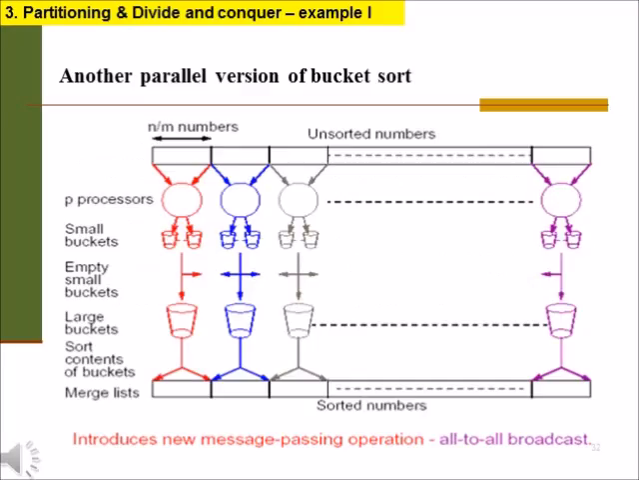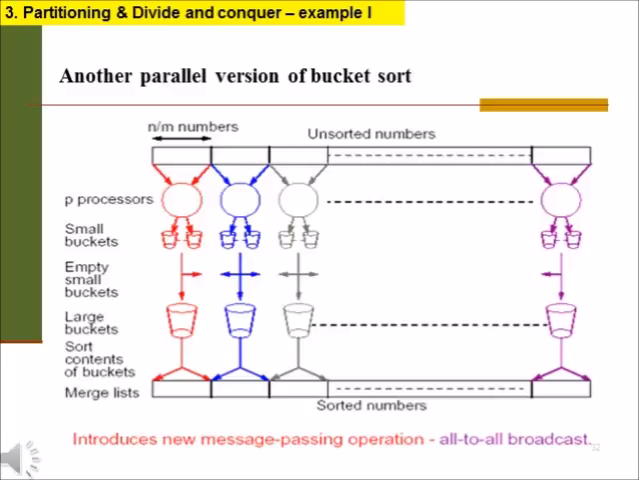We can further parallelize the algorithm by partitioning the sequence into M regions, one region for each processor. Each processor maintains P small buckets and separates the numbers in its region into its own small buckets. These small buckets are then emptied into the P final buckets for sorting, which requires each processor to send one small bucket to each of the other processors, bucket I to processor I. The overall algorithm is shown in this picture.